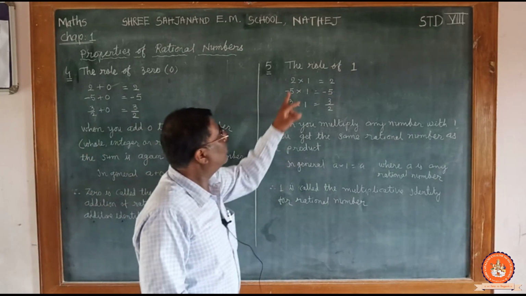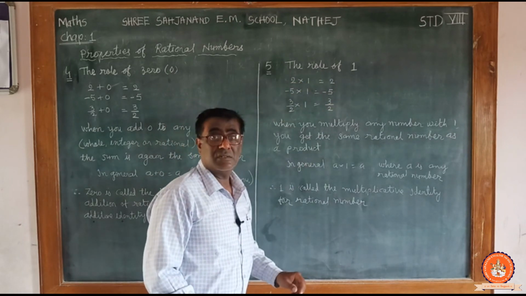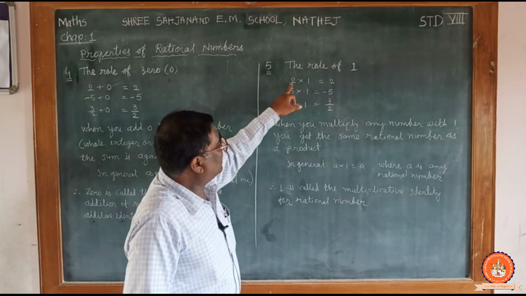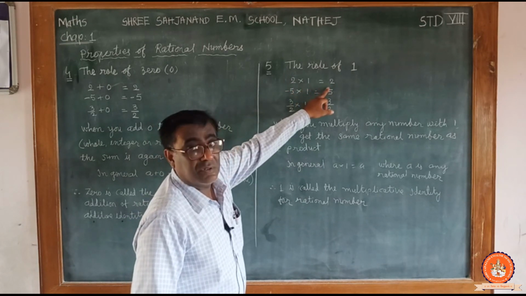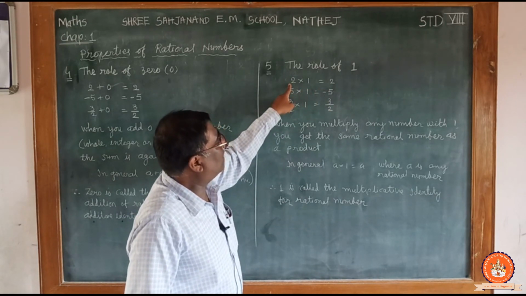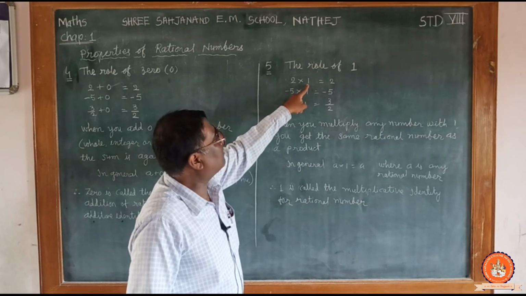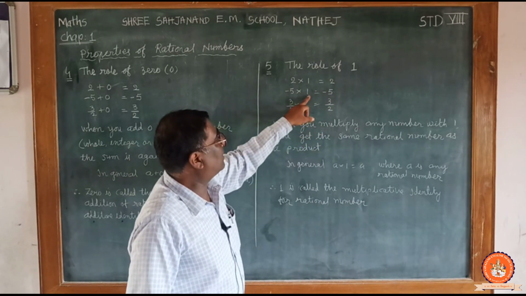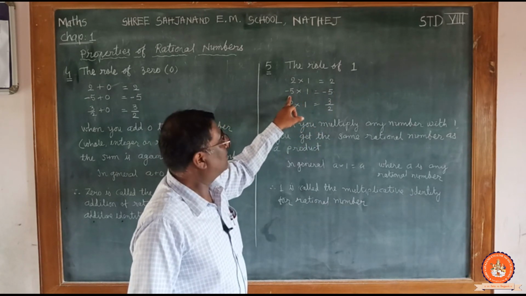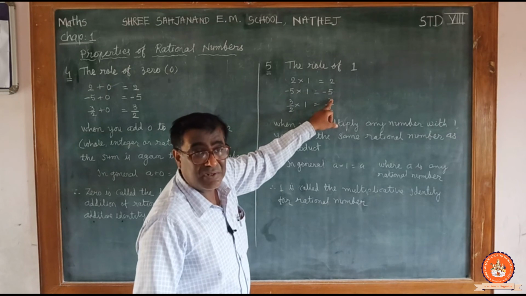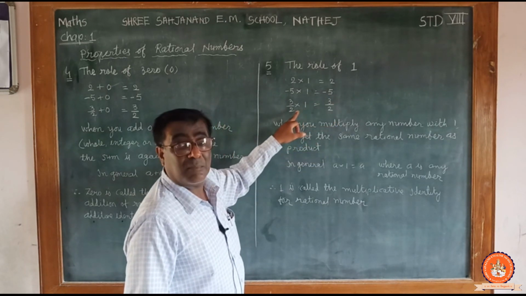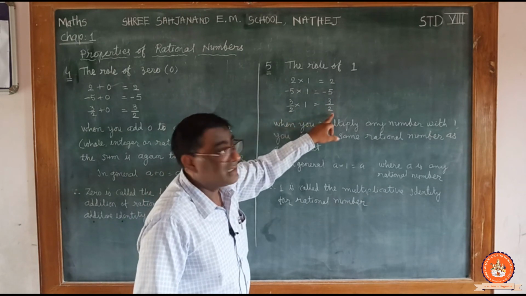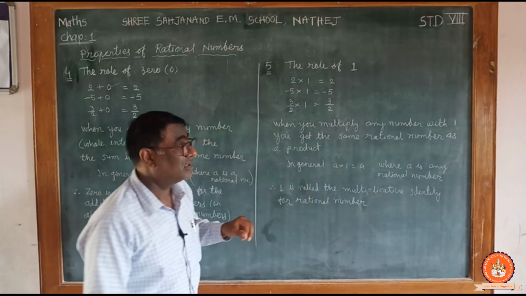Now we move to the role of 1. 1 is also a rational number. If 2 is multiplied by 1, the answer is 2. If 1 is multiplied to any whole number, the answer is the same whole number. If 1 is multiplied to any integer, the answer is the same integer. If 1 is multiplied to any rational number, the answer is the same rational number.